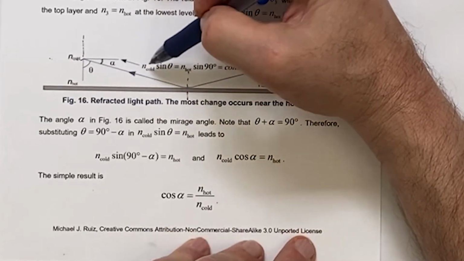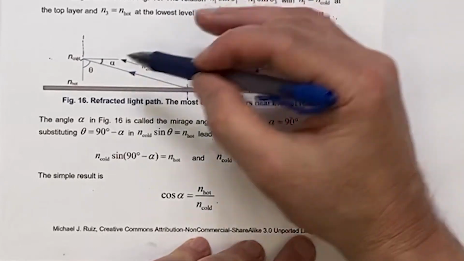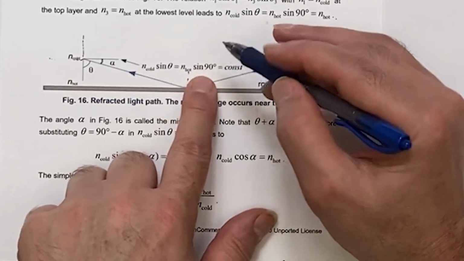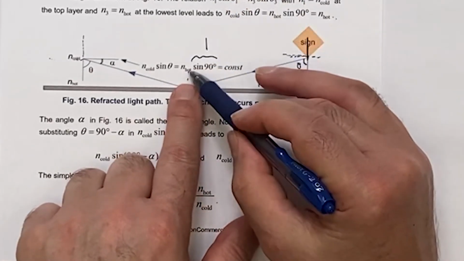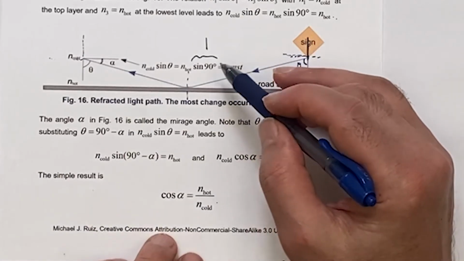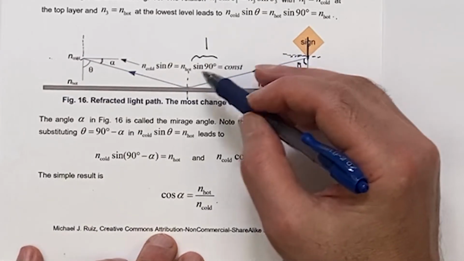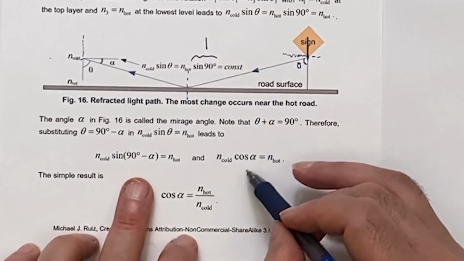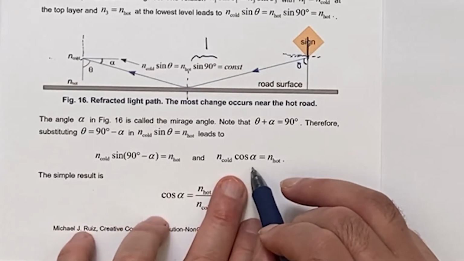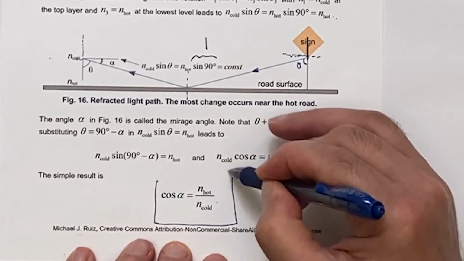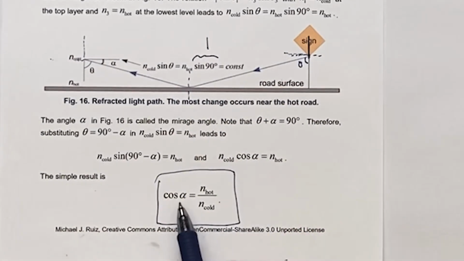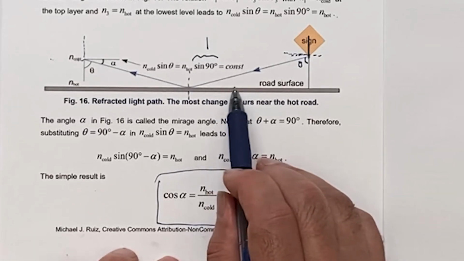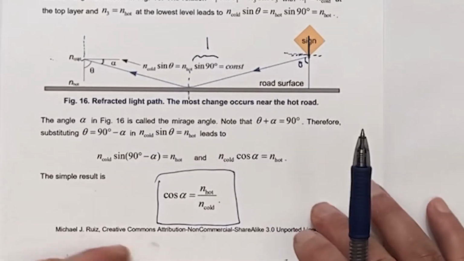So this n cold times sine of theta is going to be equal to sine of 90, which is 1, and that's going to be the hot surface index of refraction. So we replace this theta with 90 minus alpha, and then that gets us n cold times the cosine of alpha is n hot. So this is the key formula here, which gives us the Mirage angle in terms of the ratios of the index of refraction near the hot road surface and the index of refraction in the cooler region.